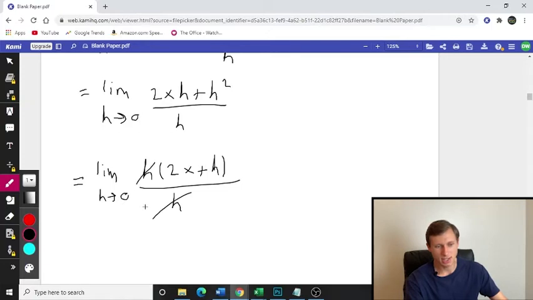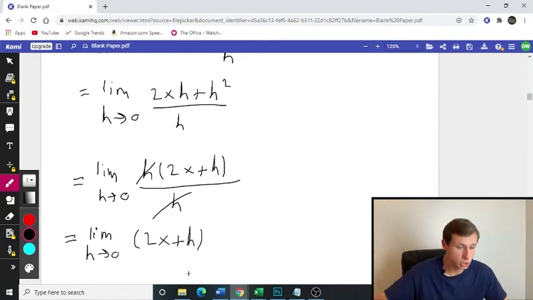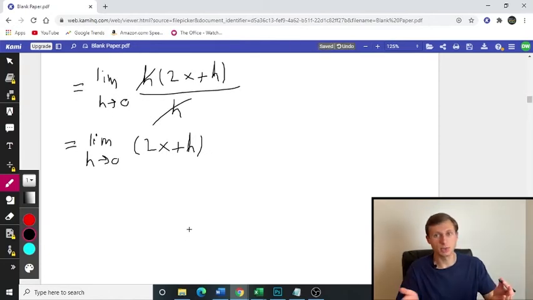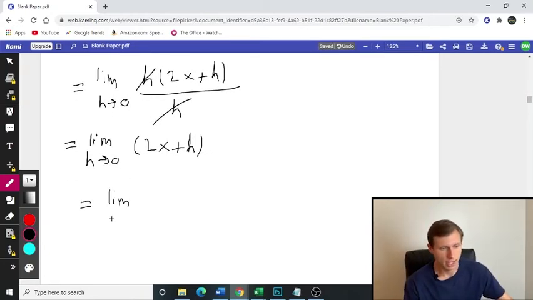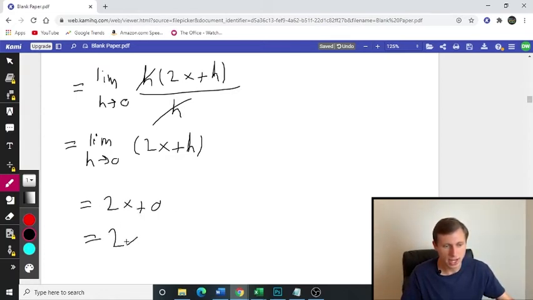The h's are going to cancel, and what we're left with is the limit as h approaches 0 of the quantity 2x plus h. And now I'm allowed to plug in h equals 0, right? There's no domain errors. I can just plug in h equals 0, and I get 2x plus 0, which is just 2x. And what does that 2x mean again?